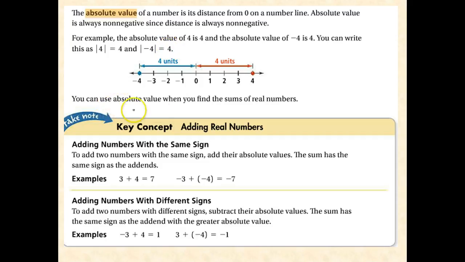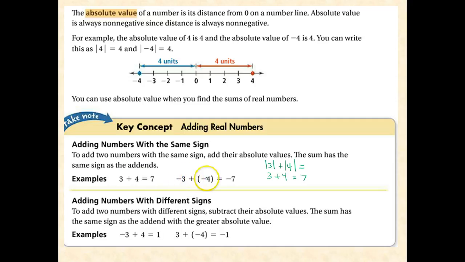You can use absolute value when you find the sums of real numbers. So these are the mathematical, strict, detailed, exact definitions of adding numbers with the same sign and adding numbers with different signs. If you add two numbers with the same sign, you add their absolute values. 3 plus 4 is 7, because the absolute value of 3 plus the absolute value of 4 is 3 plus 4, which is 7. Then the sum keeps the same sign as the addends. So these are the addends, and this is the sum.